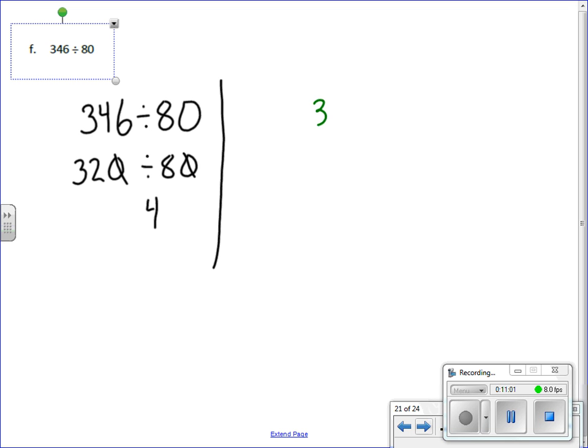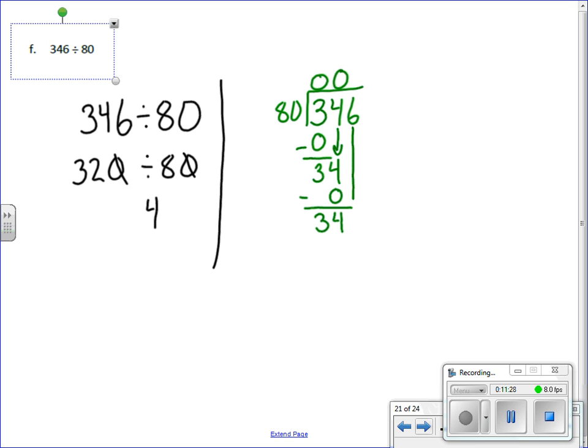I'm going to take my 346, and I'm going to divide it by 80. 80 goes into 3 0 times. Subtract, bring down. 80 goes into 34 0 times. That 0 is right above the 4. It's not over to one side or the other. It's right above it, nice and neat. 0 times 80, remember anything times 0 is 0. Subtract, we've got 34. That bring down comes nice and straight down, and we put our 6 in there.